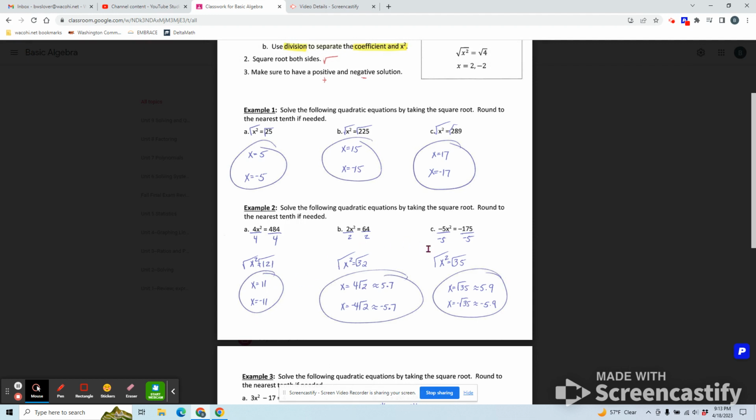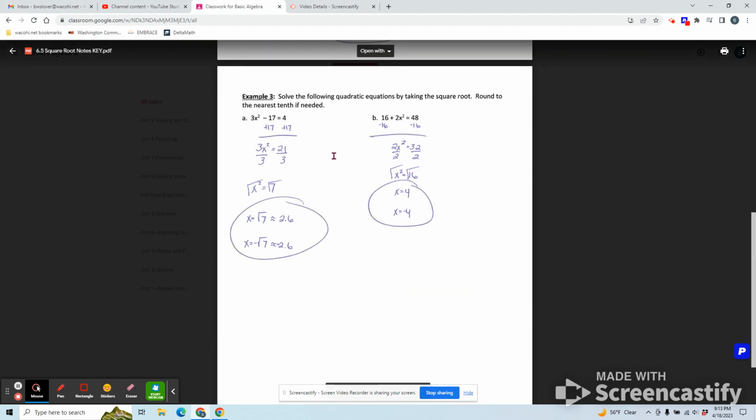Now notice on letter B and letter C, I don't get integers. I get decimals, and that is okay. We talked about it yesterday. Depending on your calculator, you'll get a simplified radical for root 2, or you'll have a calculator that spits it out as a decimal, and you round to the nearest tenth. I will accept both answers. You do not need both answers. I will accept either answer. Same thing on letter C. You're going to divide by negative 5, and you end up getting a decimal as an answer, and that's okay.